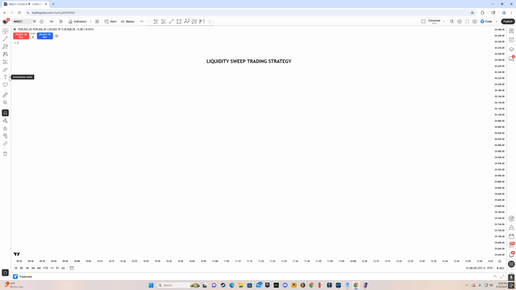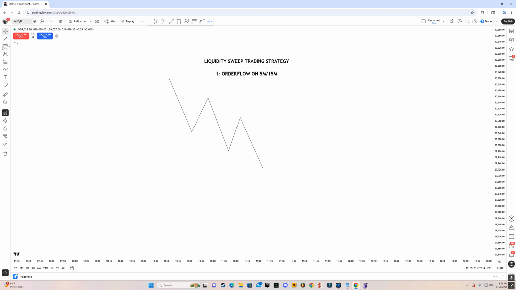So first thing first, what we gotta do is we have to identify the order flow on the 5 minute or 15 minute time frame. Okay, what is an order flow? So let's say that price is continuously making lower lows, lower highs, lower lows, right? Now this is considered a bearish order flow where price is going down towards something.